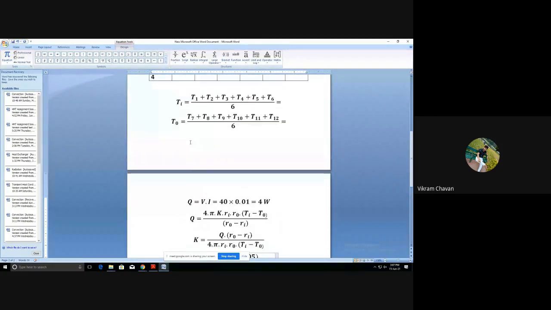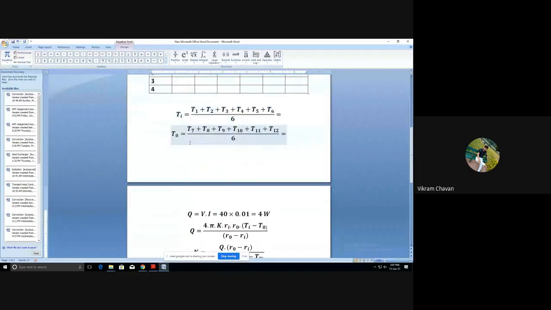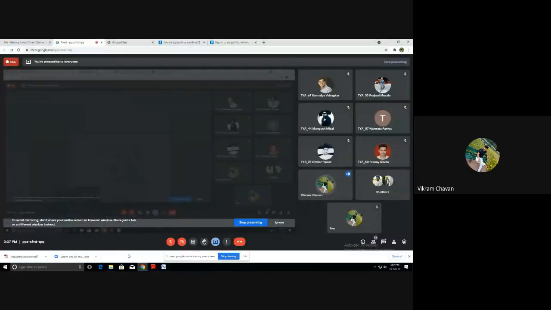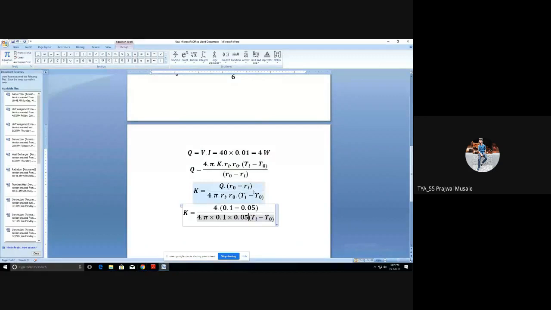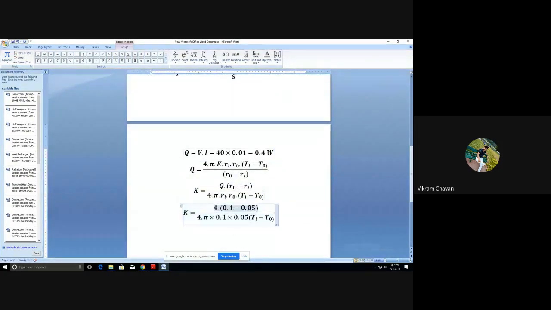Okay. Is there any doubt, any question in this particular experimentation? Whether you understood? Sir, the Q value should be 0.4 now. Okay, 40 multiplied by 0.01... okay, 0.4. So here it will be 0.4.